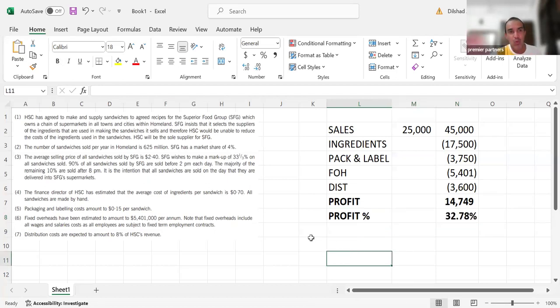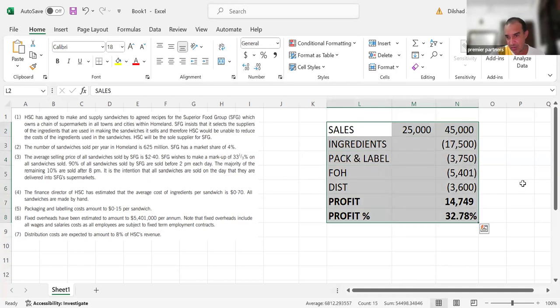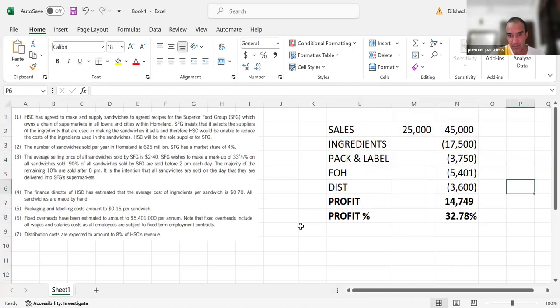Now we just did the calculation for the first part. Using only the above information, show how the finance director reached his conclusion regarding the expected sales margin. So this is how he has arrived at 32.78%. So that's what we just showed. Are you guys clear with this now? Yes. Right, good. Now we are going to the second part.